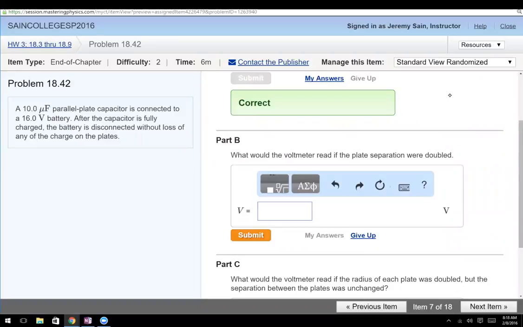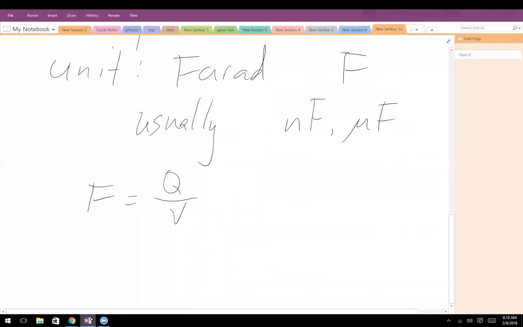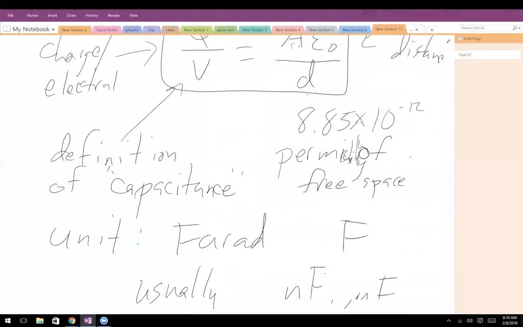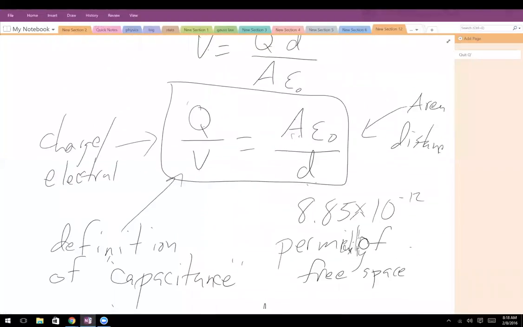Now if we charge it up and we separate the plates, now it's going to change, right? Because the charge is the same. Let's go back to it. The charge is staying the same. But if I look at this over here, the area of the plates isn't changing. Epsilon's not changing.